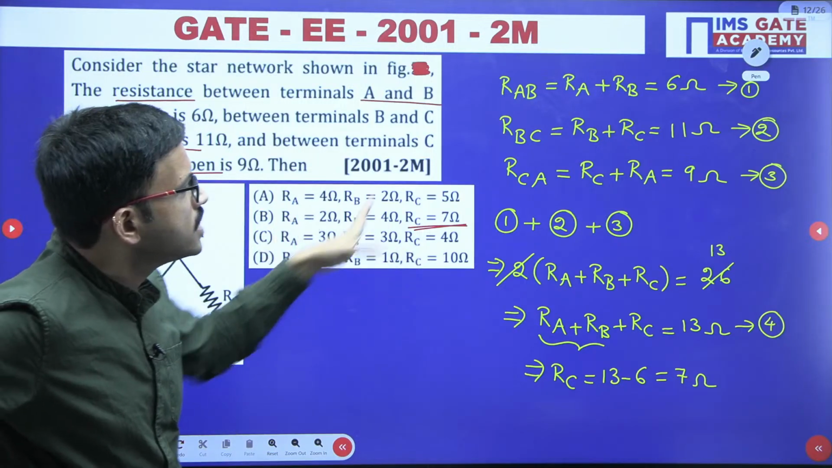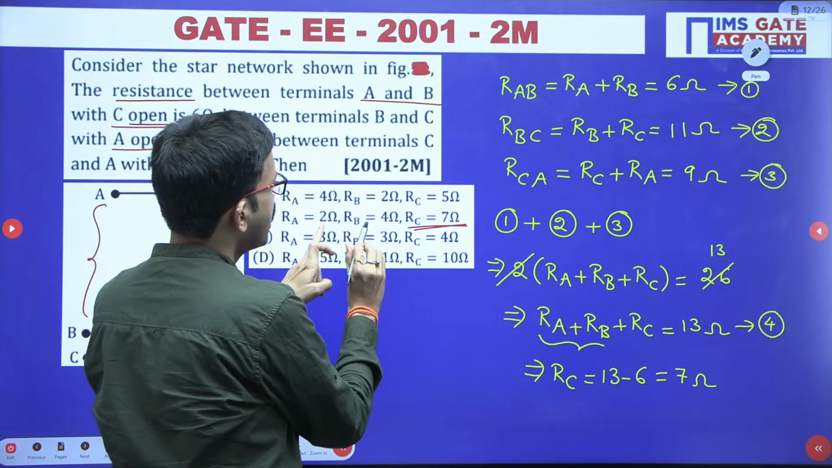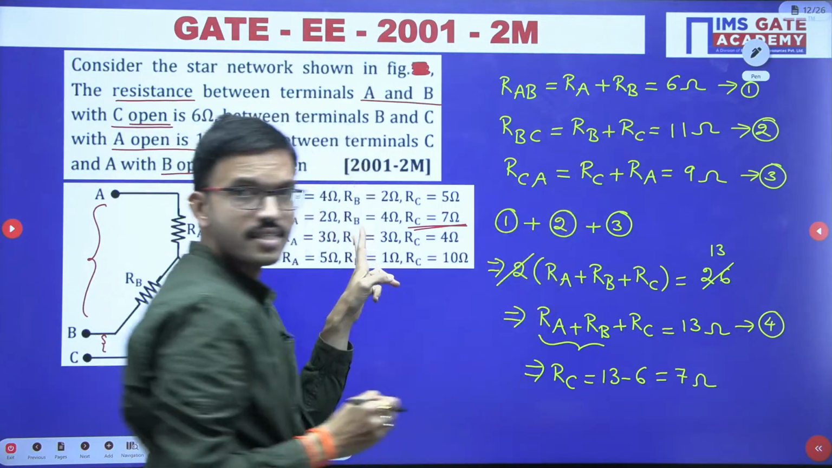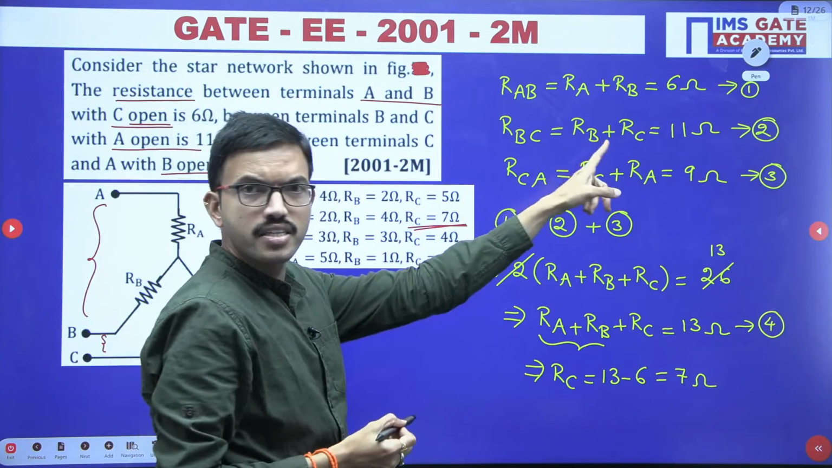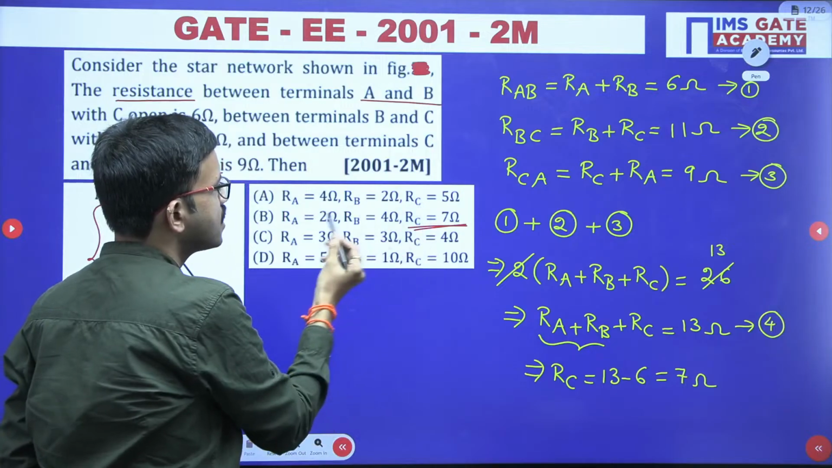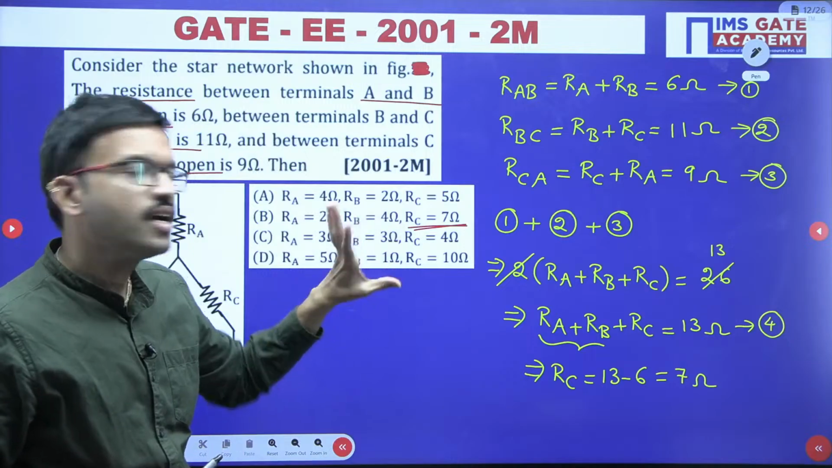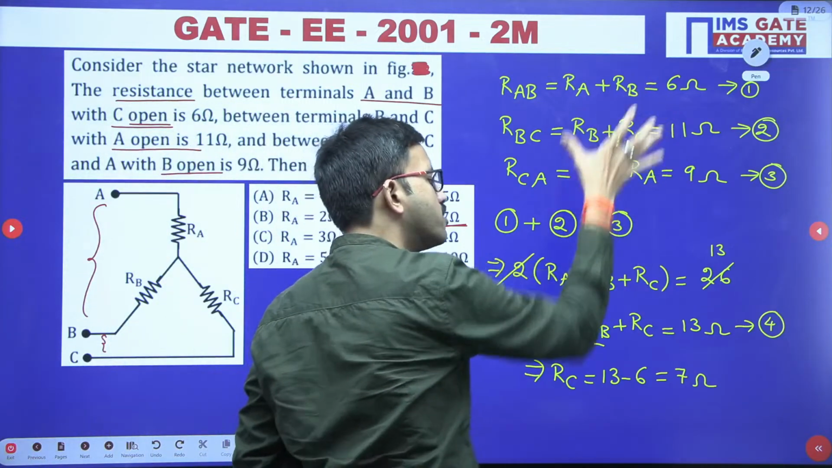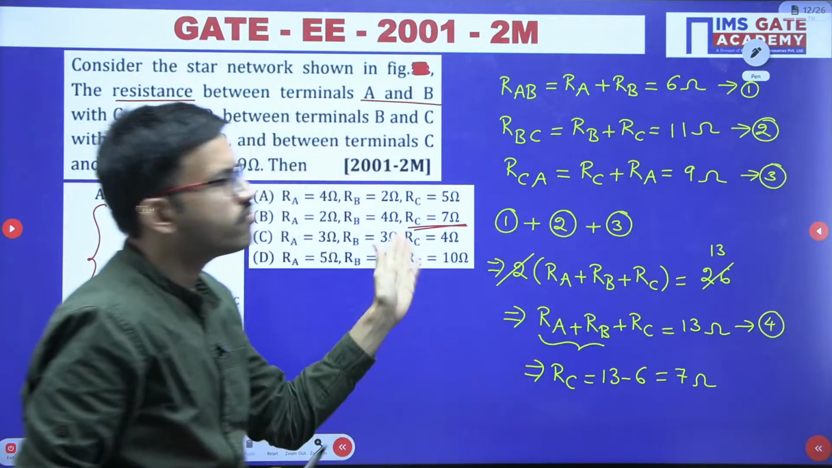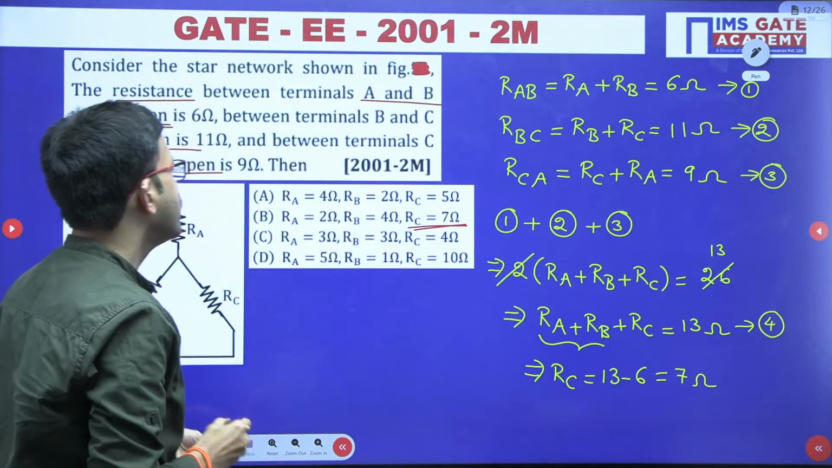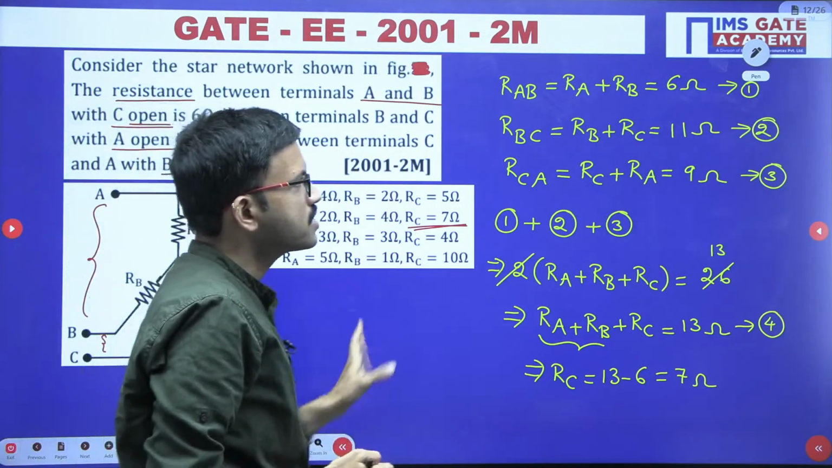Now without further solving, just let us give it a try. Say for example, RA is 2, RB is 4. 2 plus 4, 6. Yes, it is satisfying. Next, RB plus RC. Yes, 4 plus 7, 11. It is satisfying. Similarly, RC plus RA, 7 plus 2, 9. It is satisfying. Like that you can verify option by option. Otherwise, you can subtract one equation from this equation. So like that, for every case, you will get one unknown. In this way, finally you can choose option B. Option B.